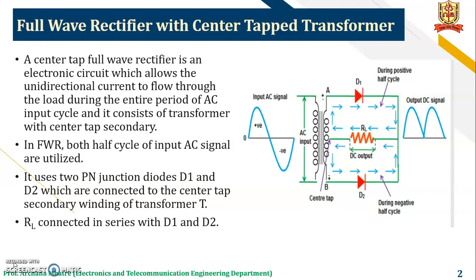A center tap full wave rectifier is an electronic circuit which allows unidirectional current to flow through the load during the entire period of the AC input cycle, and it consists of a transformer with a center tap secondary. In a full wave rectifier, both half cycles of the input AC signal are utilized. It uses two p-n junction diodes, D1 and D2, which are connected to the center tap secondary winding of transformer T. RL is connected in series with diodes D1 and D2.